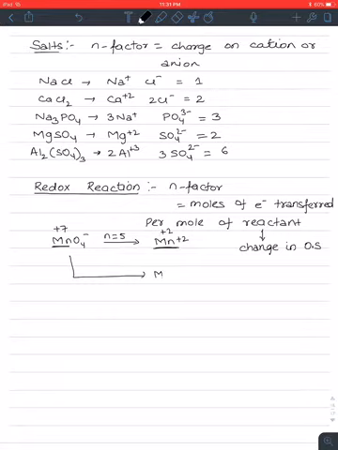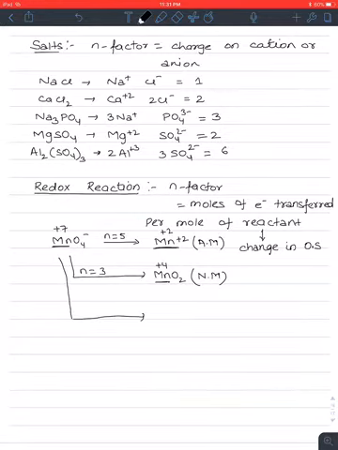Suppose MnO4 minus is changed to MnO2, what's the N factor? First you have to find the oxidation state. Over here the oxidation state is plus 4 for manganese, and it is plus 7. Change is 3. So N factor is 3. MnO4 minus is converted to MnO2 in neutral medium. It is converted to Mn2+ in acidic medium. And one more possibility is MnO4 2 minus. This is in basic medium.